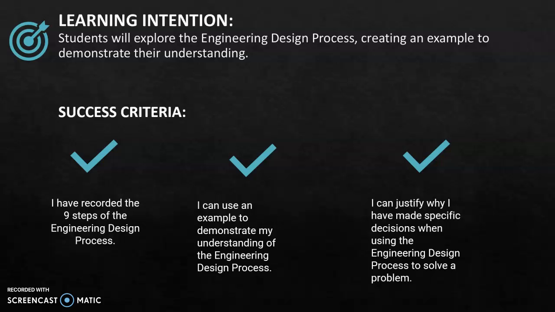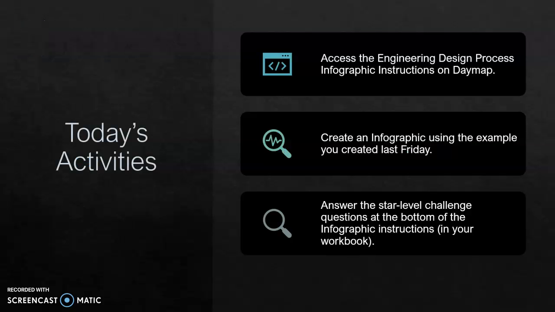A lot of you came up with your example at the end of Friday's lesson, and you're going to justify why you've made specific decisions using the engineering design process to solve a problem. Your activities today: you need to access the engineering design process infographic instructions from Daymap. You're going to create an infographic using the example you created last Friday. So last Friday you came up with an example of using the engineering design process to solve a chosen problem. You chose that problem. You're just going to create an infographic out of that.